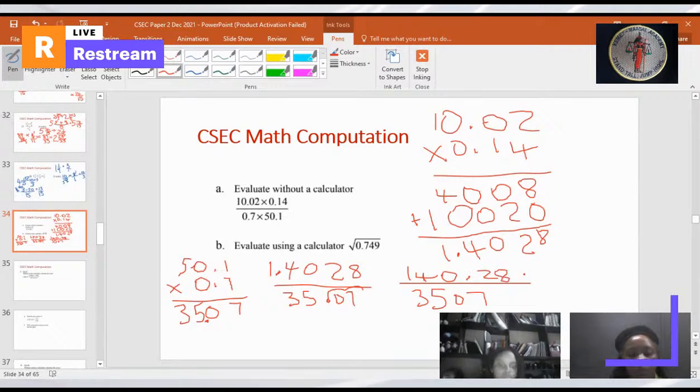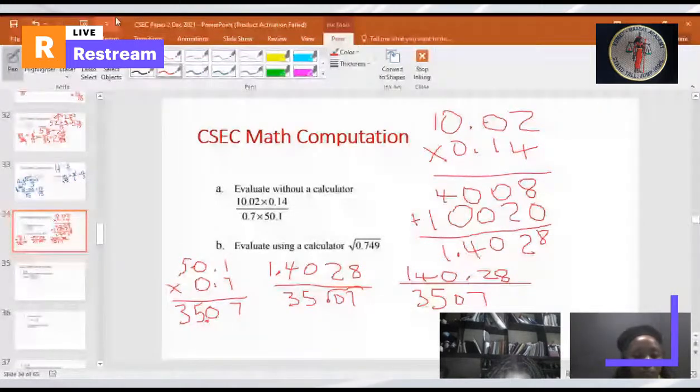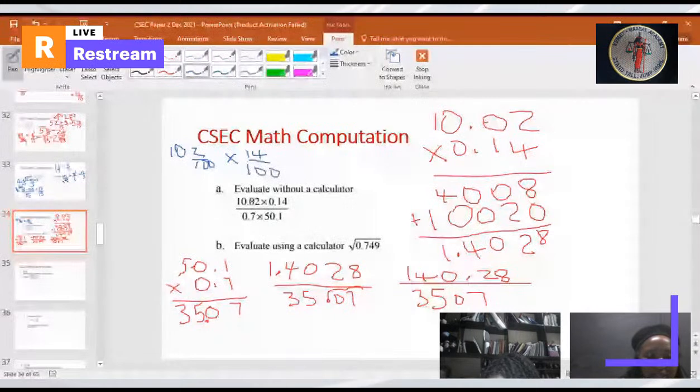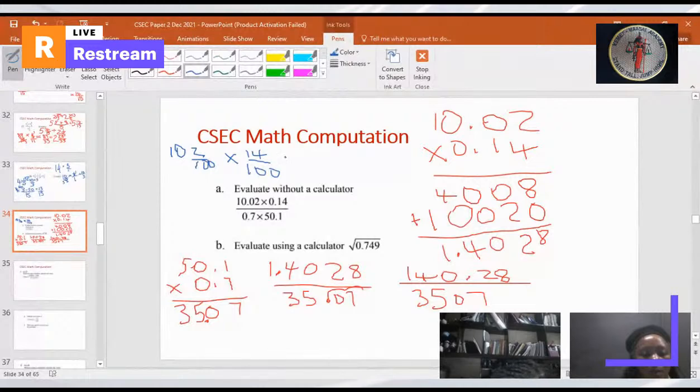Still at a loss what to do with this. I'm thinking we can probably work it as a fraction. How are we going to do that? So 10 and 2 over 100, times 14 over 100. You see that? Yes, miss. That's the 10.02 and the 0.14.